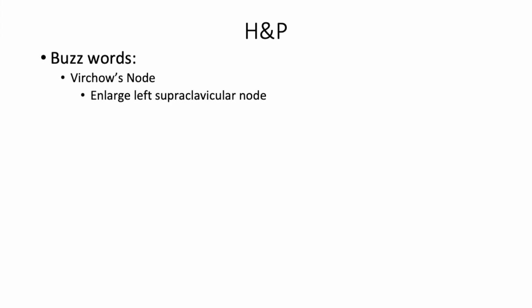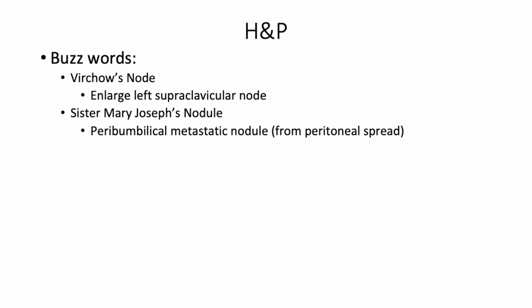All right, so on the history and physical, buzzwords for your boards: Virchow's node is an enlarged left supraclavicular node with any GI cancer, but can specifically happen with gastric cancer. Sister Mary Joseph's nodule is a periumbilical nodule from peritoneal spread, which again is very common with gastric cancer, so this is classically associated with gastric cancer. Irish node is an axillary node from gastric cancer.